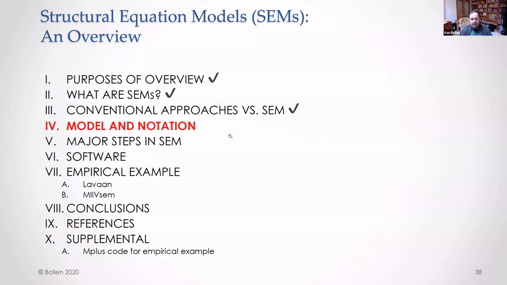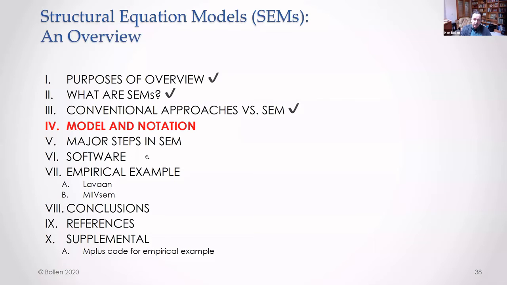Now today we're going to get into a little bit more of the details, and then we're going to look at one way that we can represent the model, and then talk about the steps you have to go through in order to use structural equation models. Throughout these steps, we'll be looking at a series of examples to try to make them more concrete. Next will come the major steps.